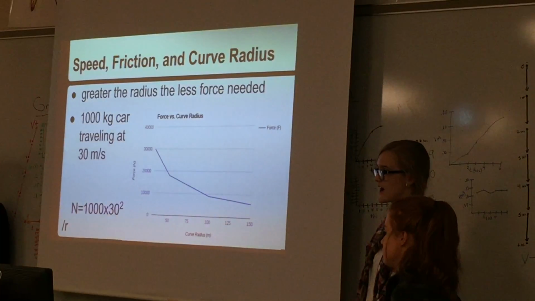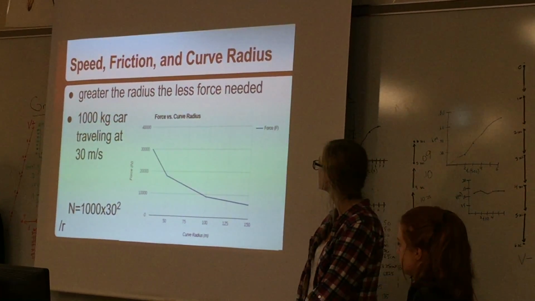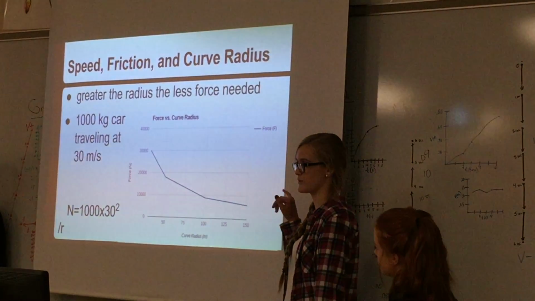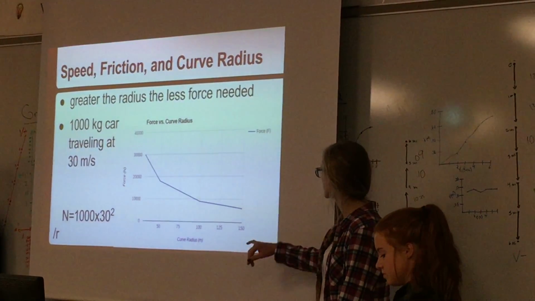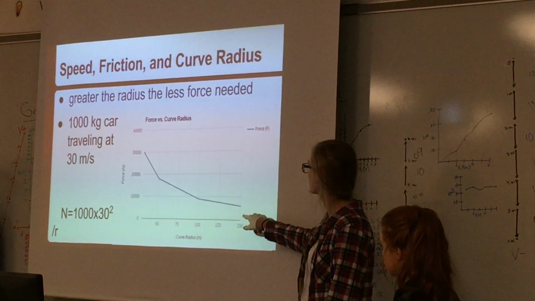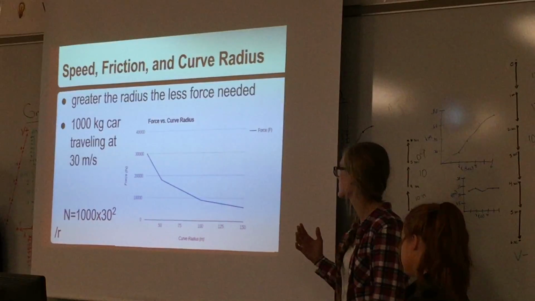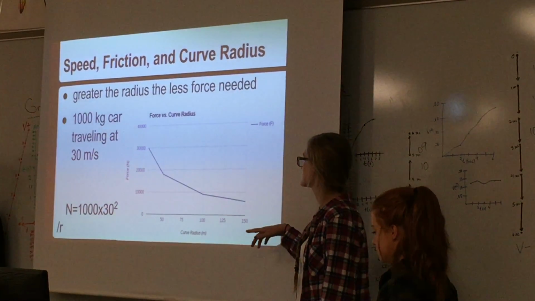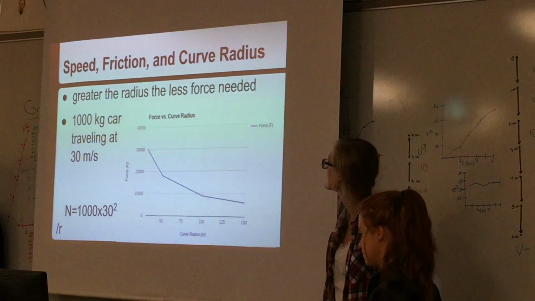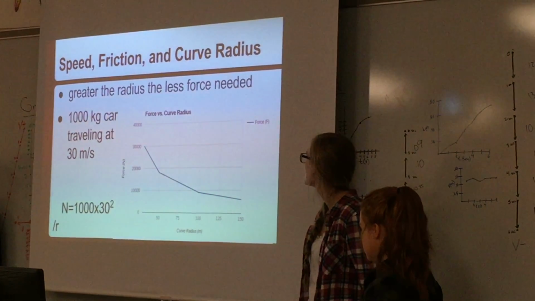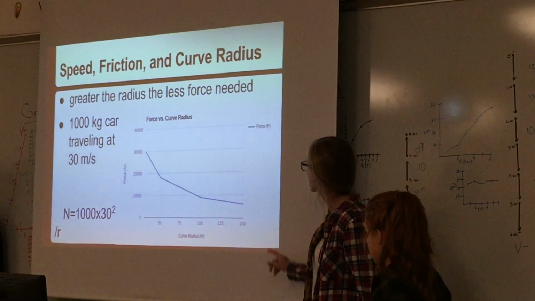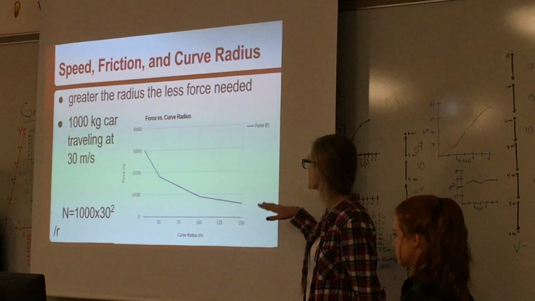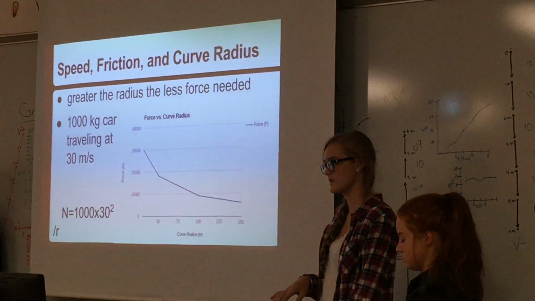Looking closer at the aspects of turning, this graph shows the force versus curve radius. As you can see, as the radius gets wider, the amount of force needed is less, therefore you can go faster. This graph shows a 1,000 kilogram car traveling at 30 meters per second, and as the curve radius increases, the force needed decreases.